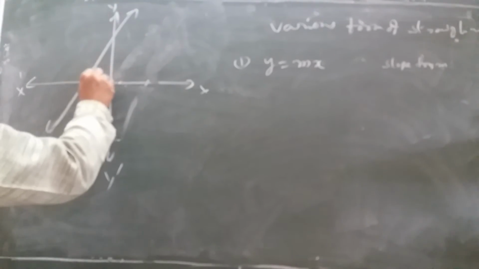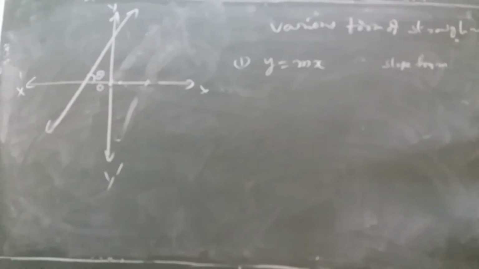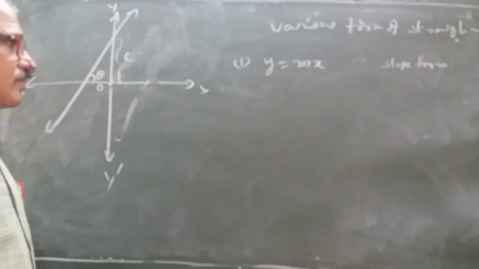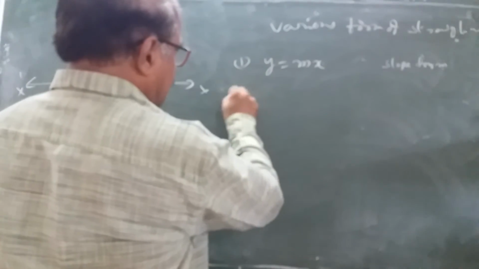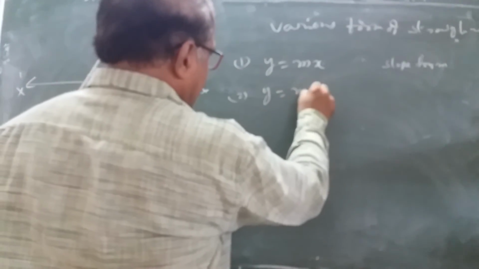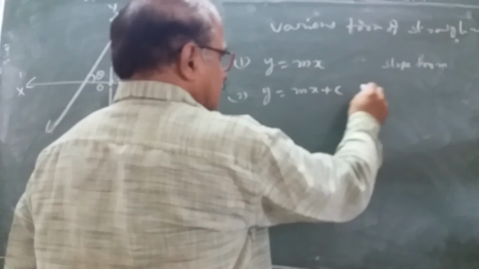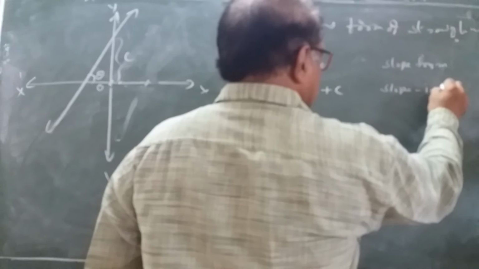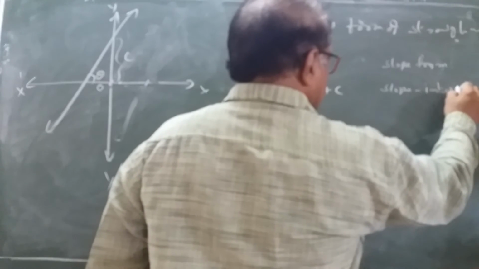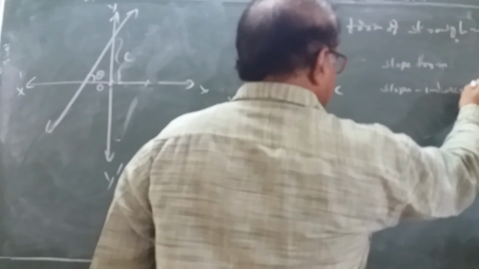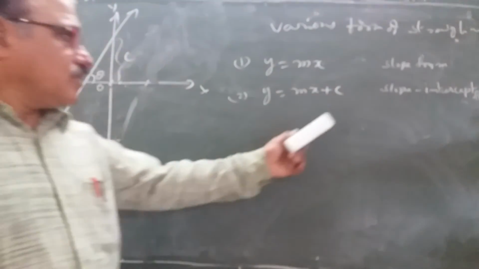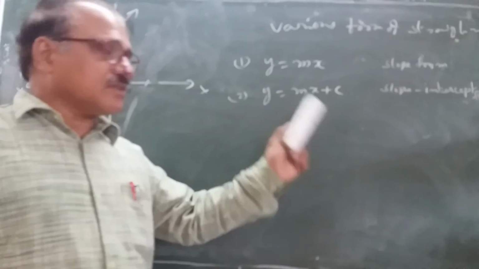It makes theta angle and the y-intercept is c. Then the slope intercept form, the second one, is y is equal to mx plus c. Slope intercept form. Here c denotes the y-intercept and m denotes the slope.